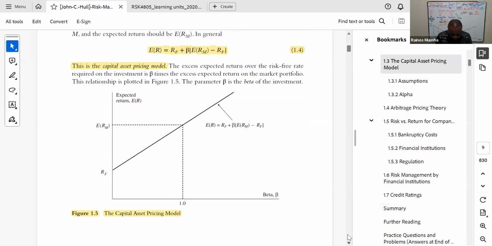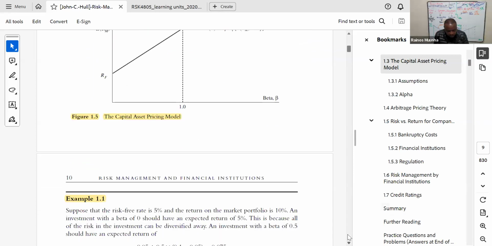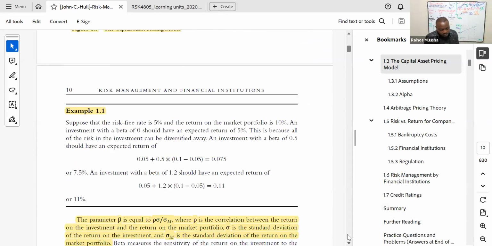Now, on the next section, they give us an example where we look at the calculation of the expected return. But before we look at the calculation of the expected return, there's something else I need to address. I need to break down beta further so that you understand the different ways that they can also bring in this concept of beta as well.